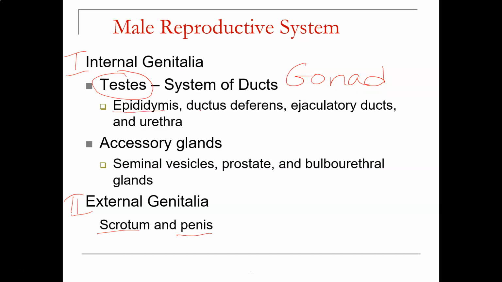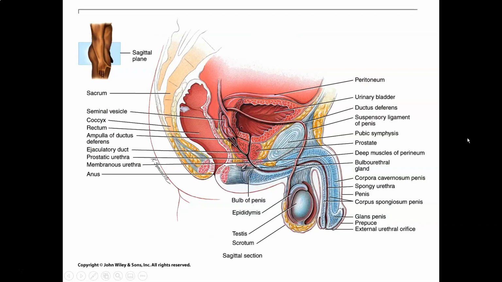And then here are the four ducts: epididymis, ductus deferens, also called vas deferens, you can use either term, the ejaculatory duct, and the urethra. Those are the four ducts that carry sperm. And then we have three exocrine glands we're going to talk about: seminal vesicle, prostate gland, and the bulbourethral gland, sometimes called Cowper's gland. So mainly we're going to be focusing on the function, although we'll look a little bit at the histology.